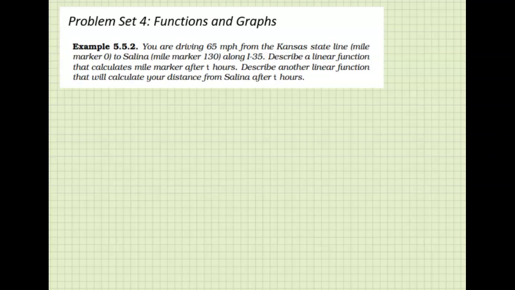In this example, you're driving 65 miles per hour from the Kansas state line, which is mile marker 0, to Salina, which is mile marker 130, along route I-35, or Interstate I-35. Describe a linear function that calculates mile marker after t hours, and then describe another linear function that will calculate your distance from Salina after t hours.